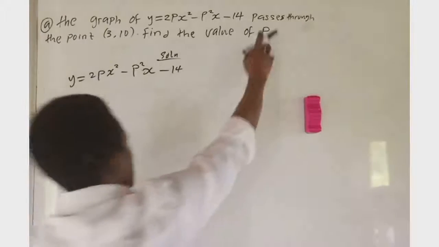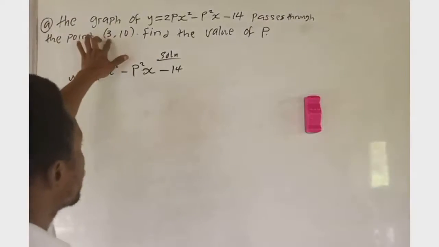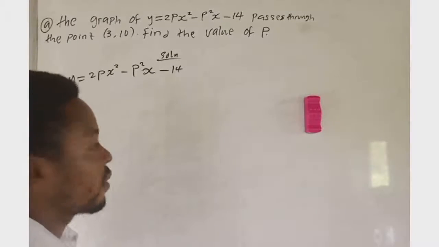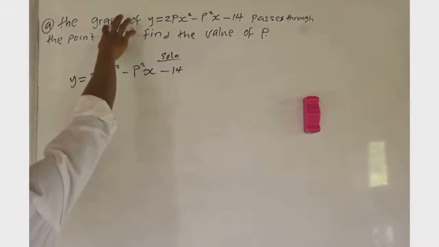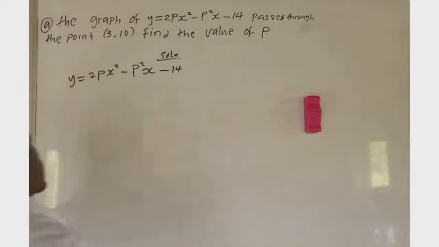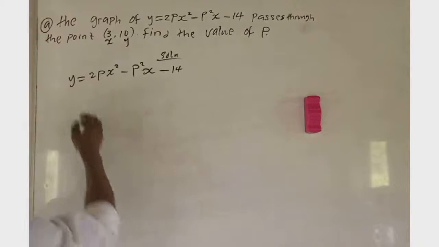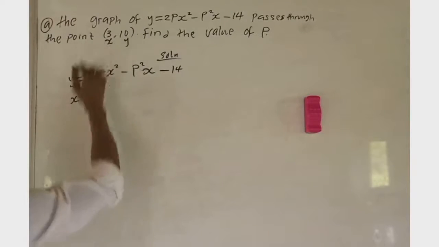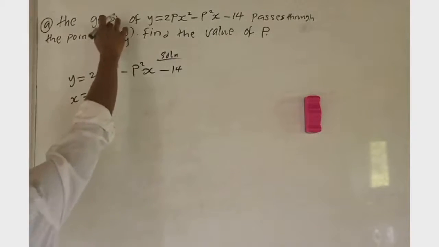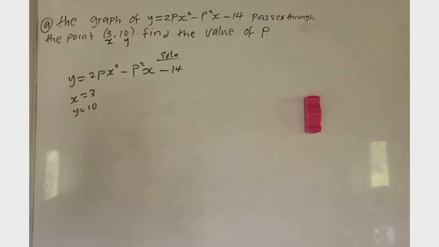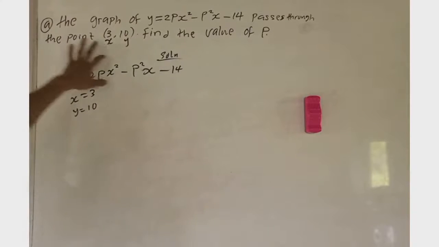It passes through the point (3, 10). I think you still remember gradients very well. We have the point (3, 10), so the first value is s and the second value is y. Which means that anywhere you see s, replace it with 3, where s is equal to 3 and y is equal to 10. So now we substitute this data into the equation.